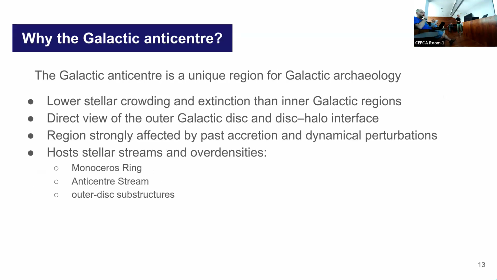And why the galactic anticenter? It is very logical to select the galactic anticenter because it's a region with low stellar extinction. In comparison with the galactic center, in this direction we have a less crowded stellar region, and we are observing the region where we can study a transition between the disk and the halo, and also because it's a zone that can be highly affected by strong gravitational interactions with satellite galaxies and hosts stellar overdensities that have been studied today, like the Monoceros ring, the anticenter stream, and undiscovered other streams.